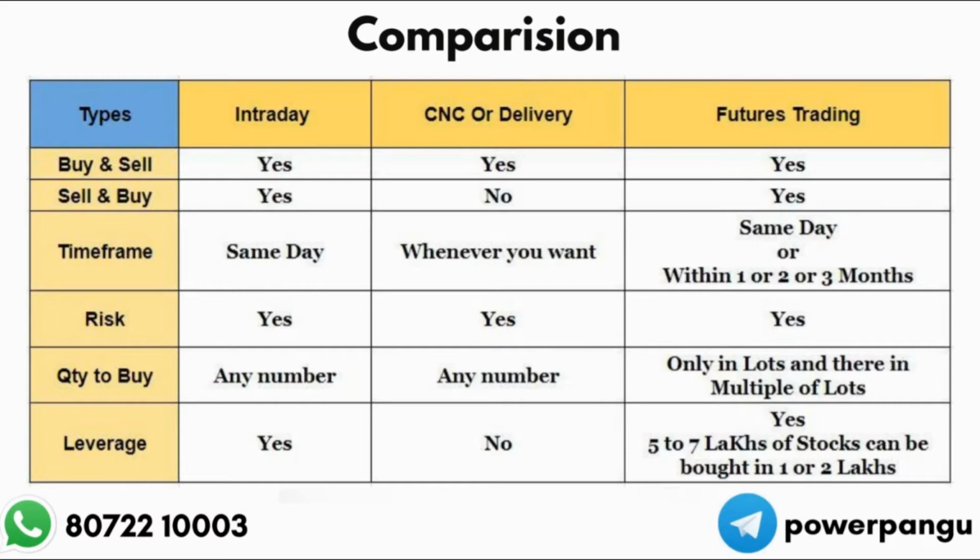But in futures it is in lots. Lots is nothing but a group of quantity. Let us say you can buy 500 quantity, we call it 1 lot in futures. If you want to buy more than 500 quantity, then you need to buy 2 lots, 1000 quantity, then 1500, and multiples of lots. That is the quantity that you can buy in futures. Next we'll see about the leverage.